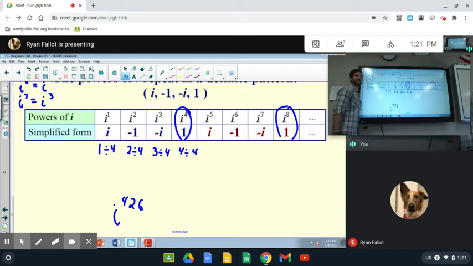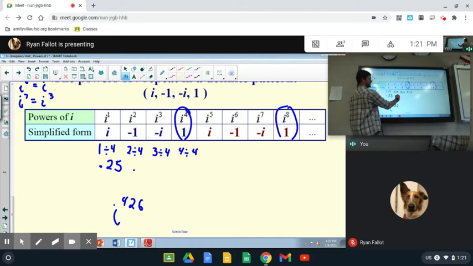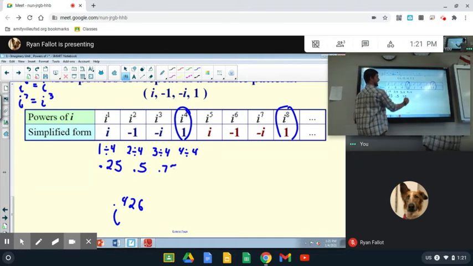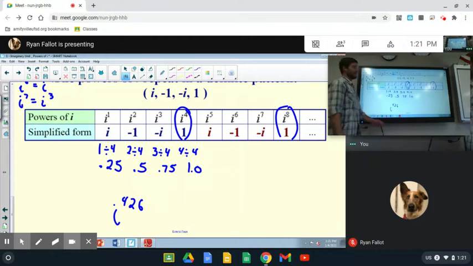And write down what you get as a remainder or a decimal. 1 divided by 4 is 0.25. 2 divided by 4 is 0.5. 3 divided by 4 is 0.75. And 4 divided by 4 is 1.0. If you take any power and divide it by 4, these are the ways to memorize it.